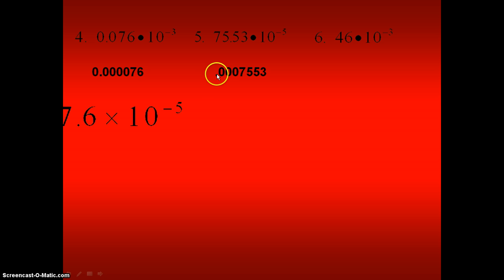And once it's in standard form, you want to move it back into scientific notation. You're going to swing that decimal over and get it in between the 7 and the 5, because 7.553 is in between 1 and 10. Okay, so you have 7.553 times 10 to the negative 4th power. You moved your decimal place 4 places to the right.